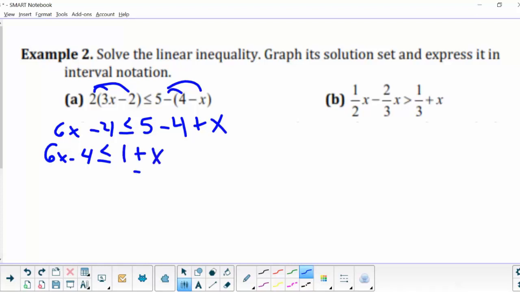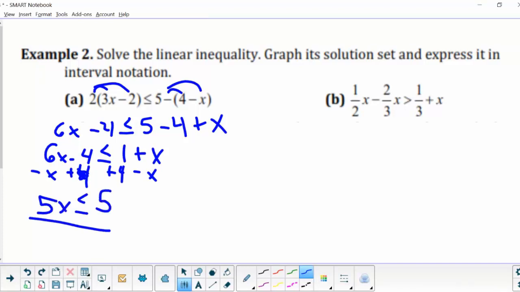So let's move all the x's to the left and move the numbers to the right. Plus 4. So that gives us 5x is less than or equal to 5. So now let's divide everything by 5. And we get x is less than or equal to 1.